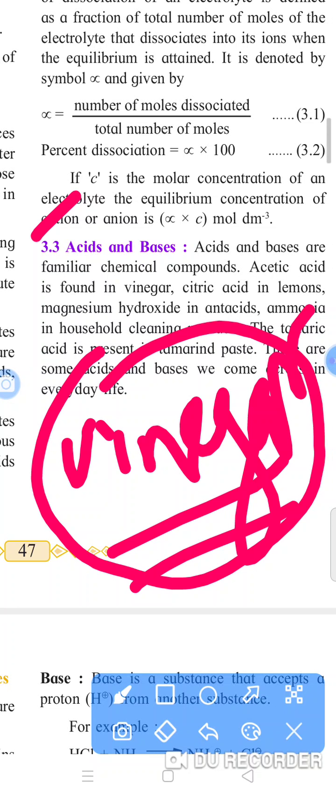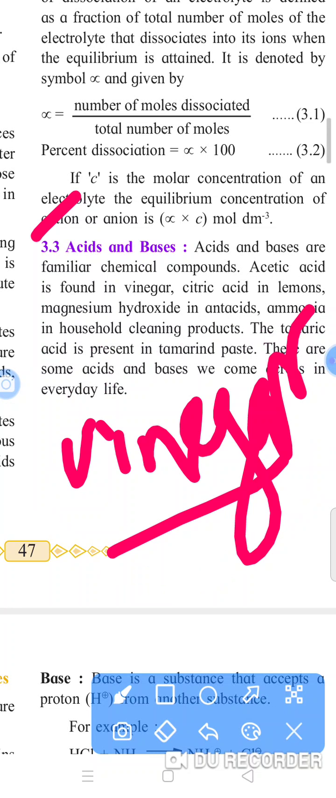Do you know we sometimes use antacids? In antacids, magnesium hydroxide is the base. Ammonia is a household cleansing product which is a base.